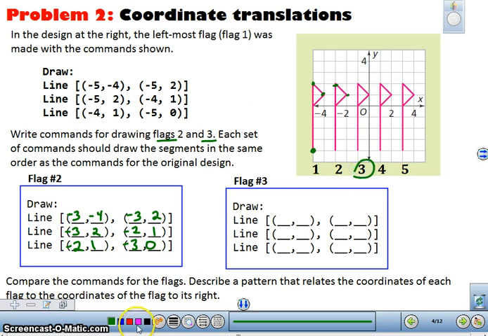How about to get to flag 3? So flag 3, we're going to switch our color as you're looking at this. Flag 3 is going to be our pink one. As we are looking at that one, to get to flag 3, we are now looking at this first point. That is going to be at -1. We're still down at -4.